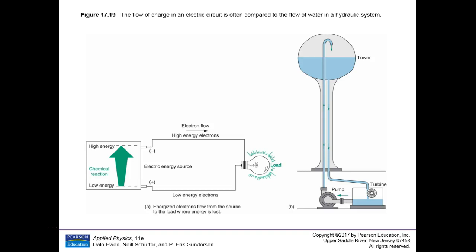Now, 17.4 was electric fields. And 17.5 are simple circuits, and that probably sounds like they have nothing to do with each other, but in reality, they really have everything to do with each other, but you may not see that right off the bat, so let's talk about it a little bit.